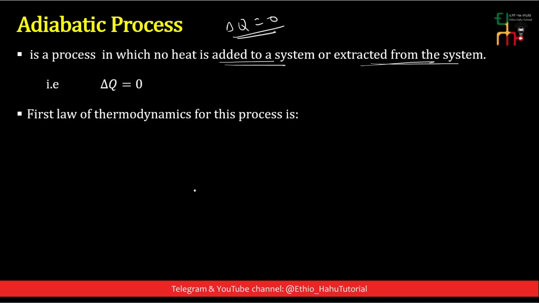Since delta Q is 0, from the first law of thermodynamics, delta U is equal to delta Q minus delta W, so delta U is equal to minus delta W. This is the first law of thermodynamics for an adiabatic process. Therefore, we need to know the first law of thermodynamics for different thermodynamic processes.